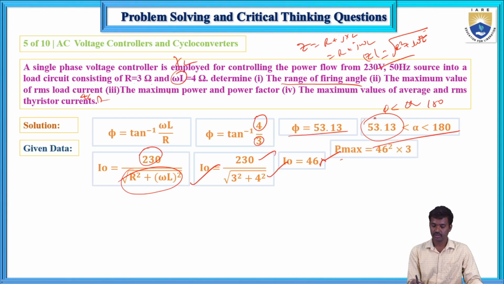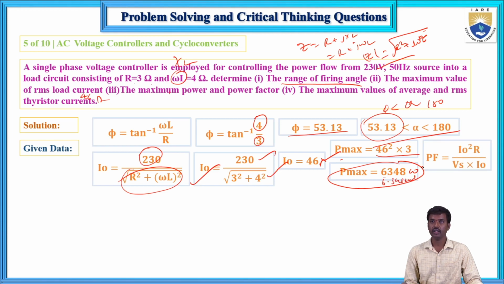Next, the maximum power output, which we already discussed here: 46 square into 3, that is I square R. So the maximum power equals 63.6348 watts, that is 66.348 kilowatts.